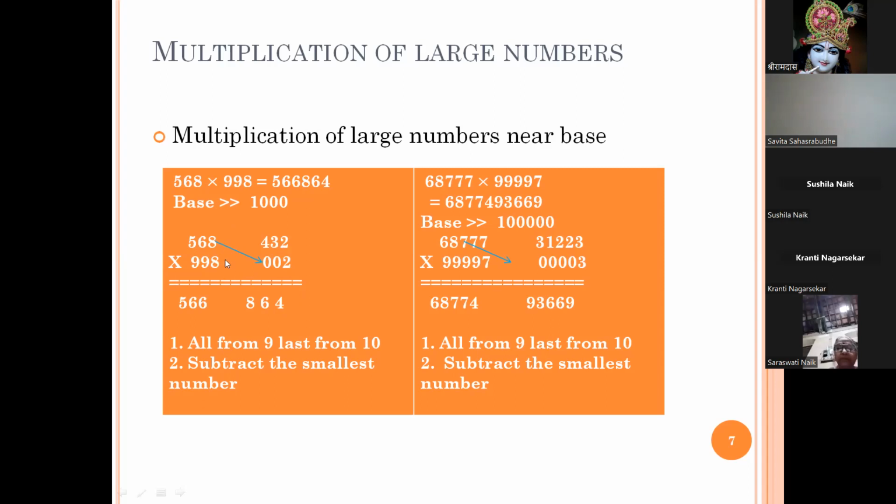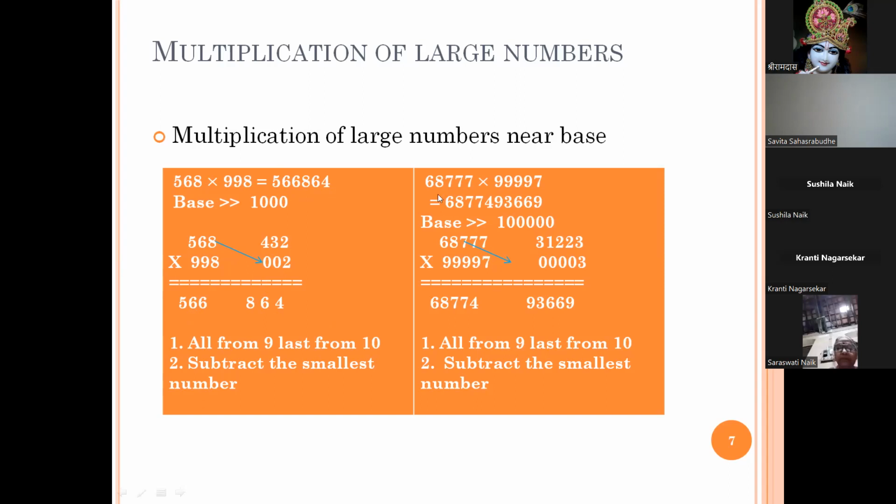And instead of doing subtraction 568 minus 2... I'm a lazy person, so I just do the smallest thing. 568 minus 2 is easy. So 568 minus 002 is 566. So the final answer is 566,864. Clear? Correct.